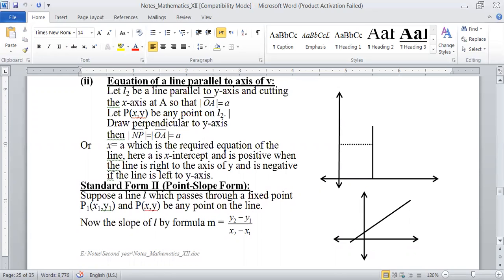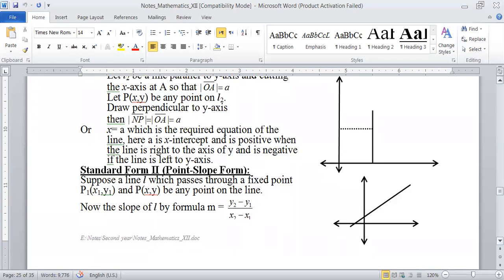Dear cadets, लाइन L2 पैरेलल है y एक्सिस के और कट करिए x एक्सिस के A पॉइंट पर OA का डिस्टेंस A है, ओरिजिन से लेकर A का डिस्टेंस A है और लेट P of xy be any point on line L2, draw perpendicular to y axis, then NP is equal to OA is equal to A. Same as x is equal to A, which is the required equation of the line. Here two remarks are noted. If A is positive, the line is right to the axis of y, and if A is negative the line is left to y axis.